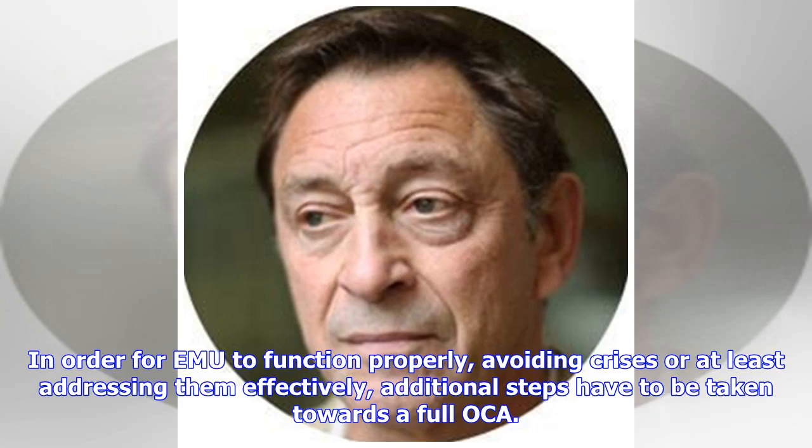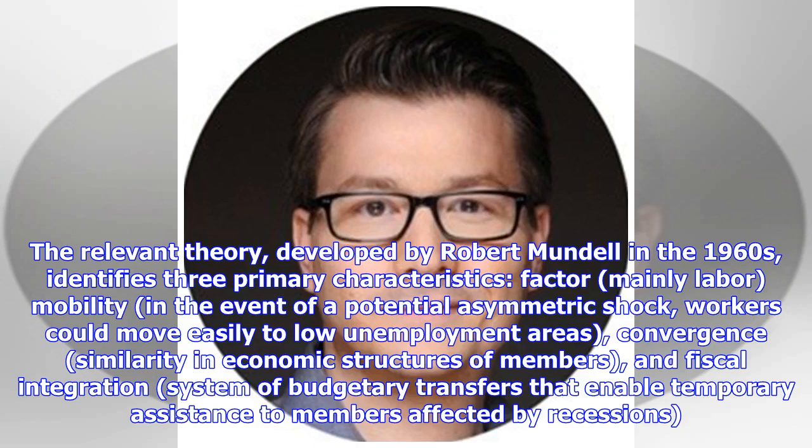In order for EMU to function properly, avoiding crises or at least addressing them effectively, additional steps have to be taken towards a full OCA. The relevant theory, developed by Robert Mundell in the 1960s, identifies three primary characteristics: factor, mainly labor, mobility. In the event of a potential asymmetric shock, workers could move easily to low unemployment areas; convergence, similarity in economic structures of members; and fiscal integration, a system of budgetary transfers that enable temporary assistance to members affected by recessions.